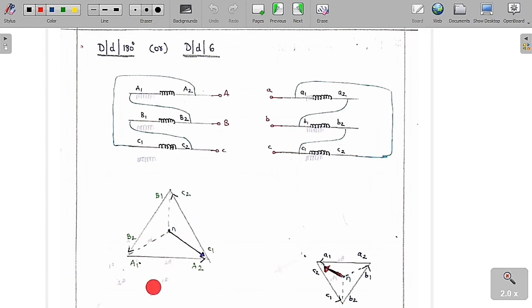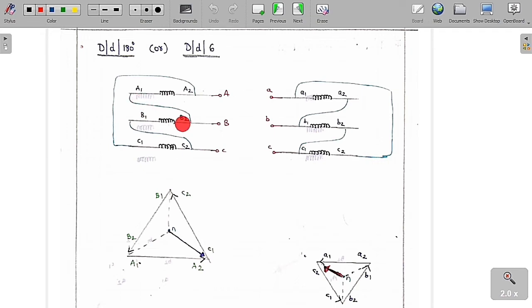Now, as I already told you, A1, A2, B1, B2 and C1, C2 are going to have a phase difference of 120 degrees. So this A1, A2, I am going to keep here. But B1, B2, I am going to move outward, so I am going to get B2 here and this is B1. C1, C2, I will shift here, and I am going to get it like this.